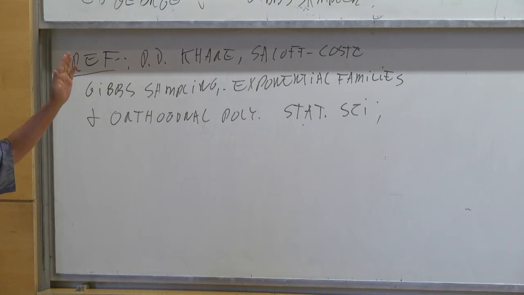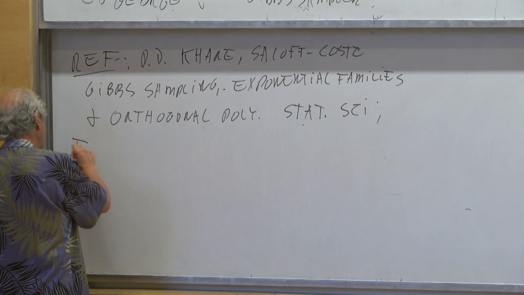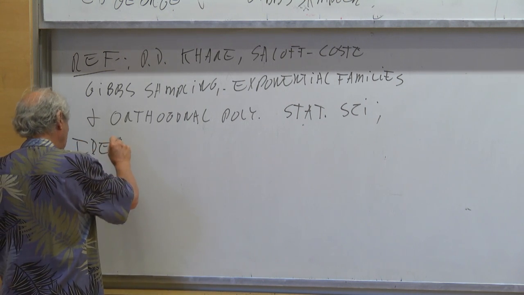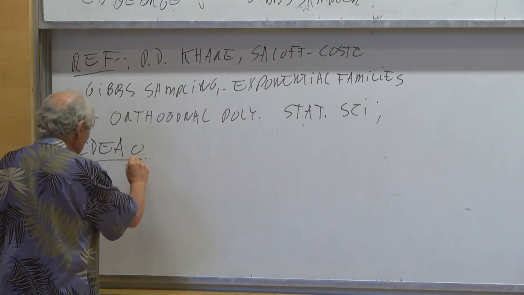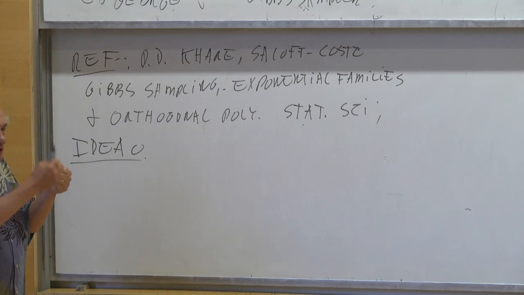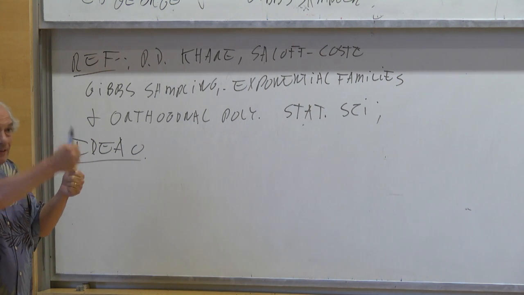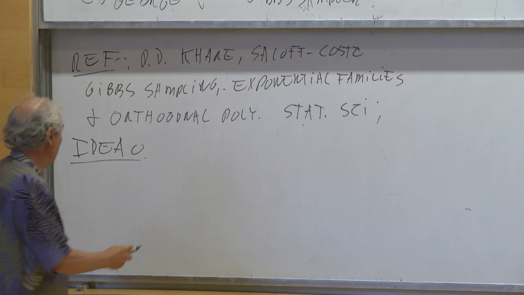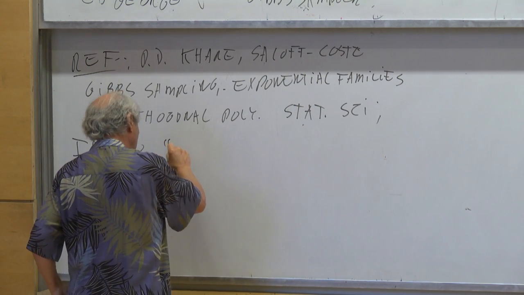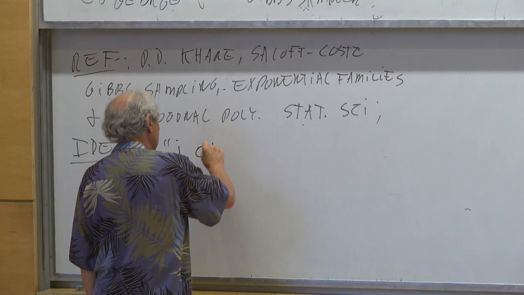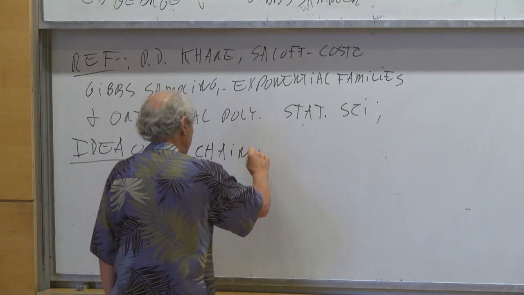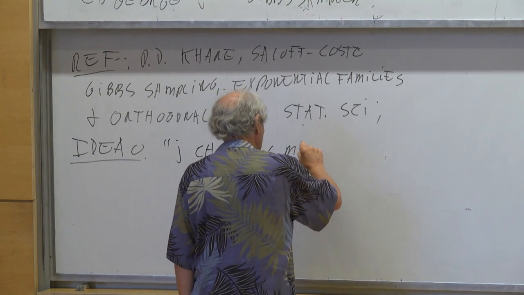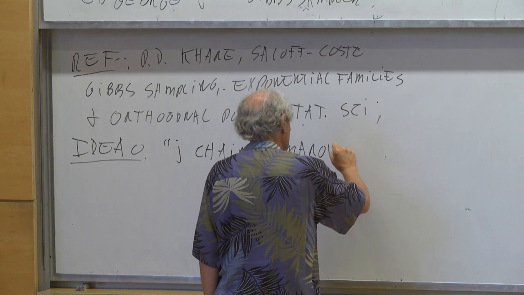So this is a two-component Gibbs sampler. And there's a first idea, which let me explain. So idea zero, I'll call it, is if you just look at the J chain, that's a Markov chain. The J chain is a Markov chain. It's a reversible Markov chain.